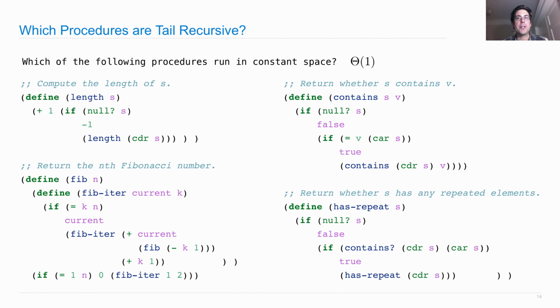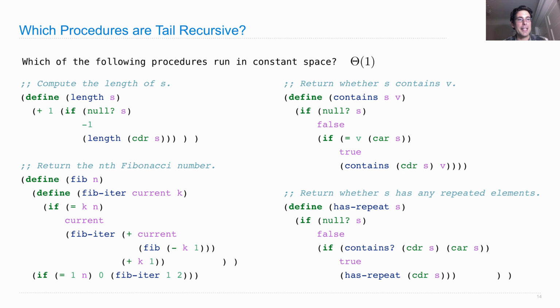For a recursive function to be tail recursive, what I mean is that all of the recursive calls are tail calls, and therefore the procedure will be executed in constant space. So which of the following procedures run in constant space? Take a look yourself, and then I'll go through the answers.